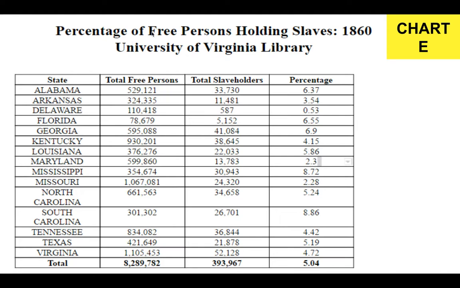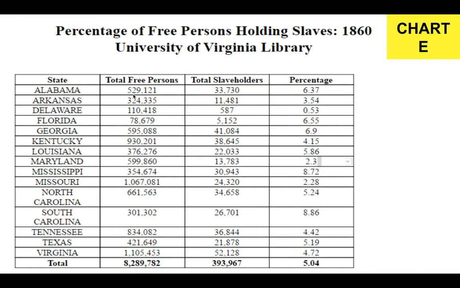The title of this one says Percentage of Free Persons Holding Slaves, 1860. This is from the University of Virginia Library. Now, when they say free persons, what do you think they really mean? Well, free persons is referring to white people. This is not necessarily referring to free blacks, and that's what they would call them back in the time. This is free persons, whites holding slaves.